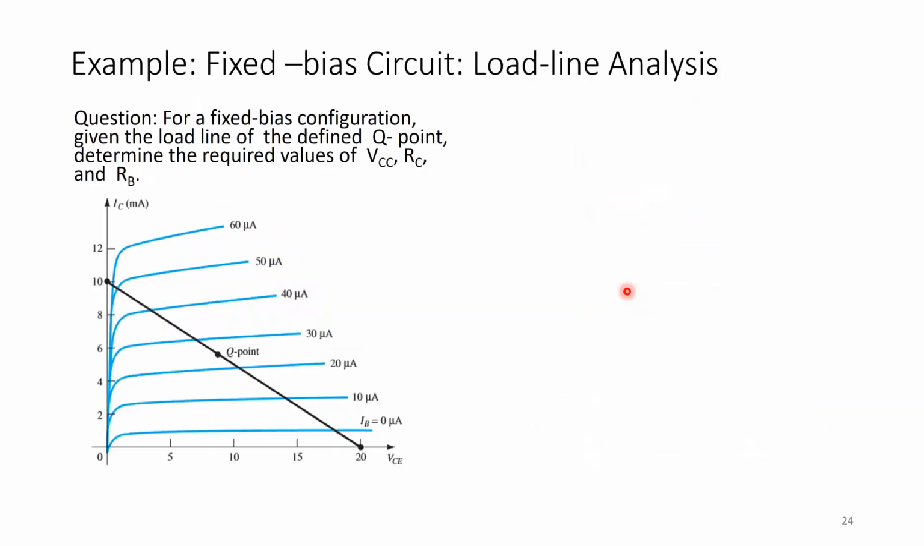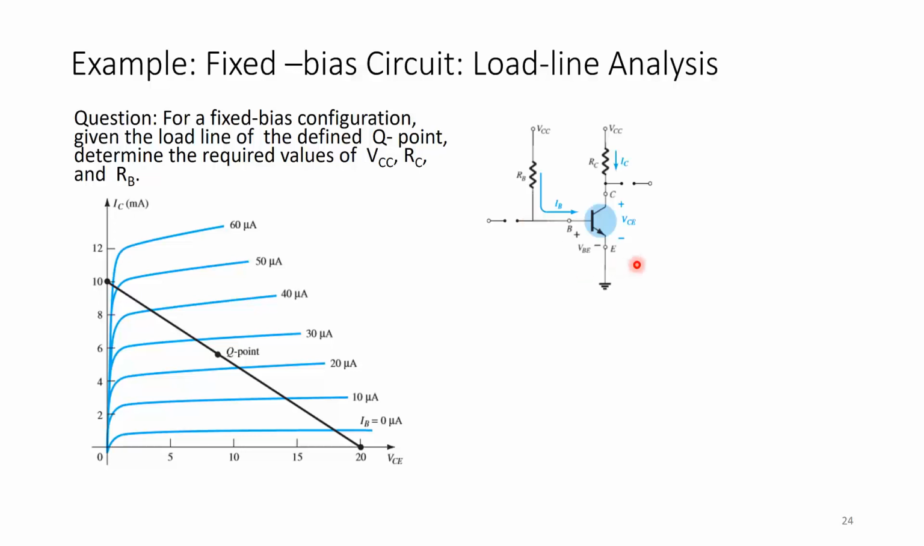So let's have an example on the fixed bias circuit load line analysis. Question: for a fixed bias configuration, given this load line and this output characteristics, determine the required values of VCC, RC and RB. This question already sets the architecture of the DC biasing circuit, which is the simplest DC biasing circuit, the fixed bias configuration.